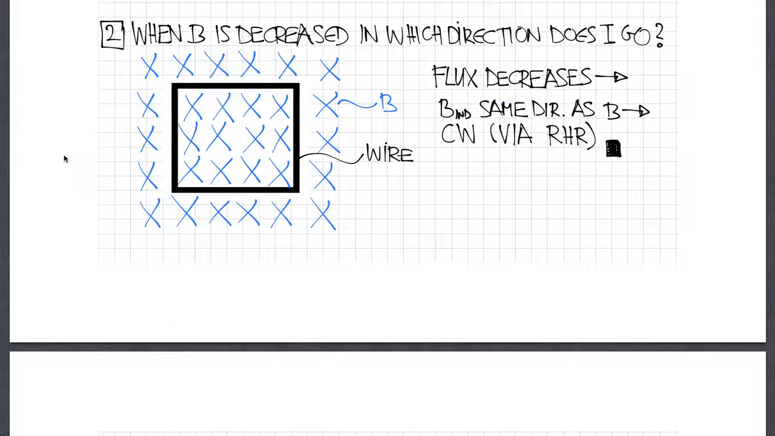Let me show you another example. We have the following scenario here. We have a field pointing into the slide. We have a rectangular wire hoop, and in this particular case, the magnetic field is decreased. So if the magnetic field is decreased, this means that the flux decreases. This means that the induced field has to point in the same direction as what is causing it. And if you now use the right-hand rule and, for example, point your four fingers through the hoop into the center, you will see that your thumb points in the clockwise direction, meaning that the induced current flows clockwise.